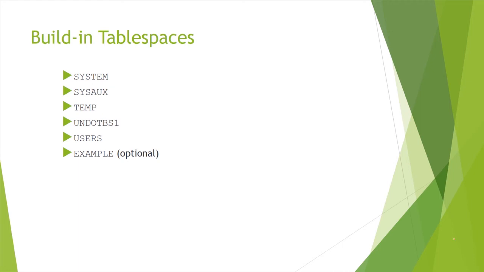UNDOTBS, or undo tablespace. This is an undo tablespace used by the database server to store undo information that comes from the transactions. Each transaction generates original data. This original data is stored as undo information inside undo segments within the undo tablespace. We will later on talk about the undo tablespace in later chapters. USERS tablespace.